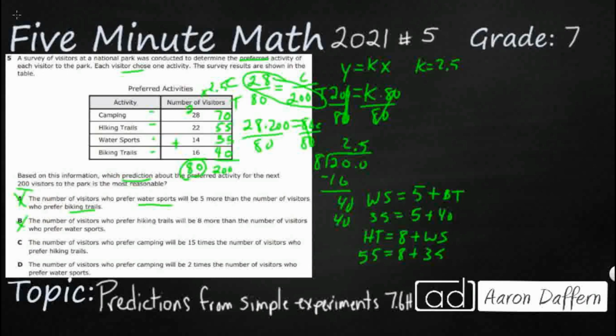Nope. Let's check C. The number of visitors who prefer camping will be 15 times hiking trails. So camping is 70, and 15 times 55, no, it's 15 plus, not 15 times. Then let's hope it's D, because that's our last one. The number of visitors who prefer camping, C, equals 2 times the number of visitors who prefer water sports. Camping is 70, and 2 times water sports, 35, is 70. That is it. The answer here is D.